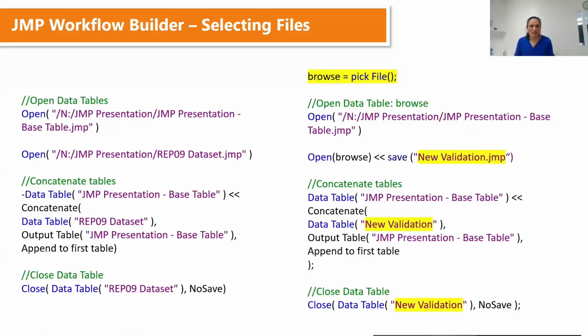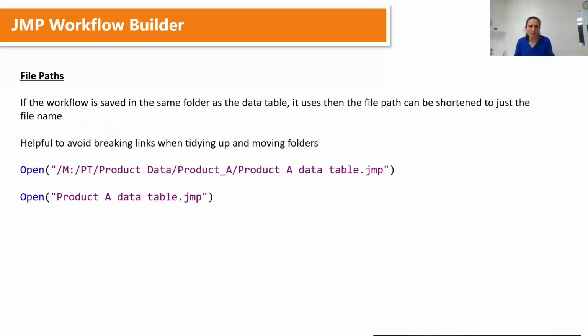Whilst I'm here, there's another key little point in JMP that's quite handy to know: if your workflow is saved in the same location as the files that you're looking at, which is the case for my presentation today, you don't need this whole directory file length. You can just have the name of that table. This is quite useful for not breaking links. I don't know if your companies are the same as mine, but we have people that have this habit every now and then of tidying up all our shared files and moving things around, and all my shortcuts disappear. By not having to name the whole file path, if that should happen again, my workflow will still work for me.